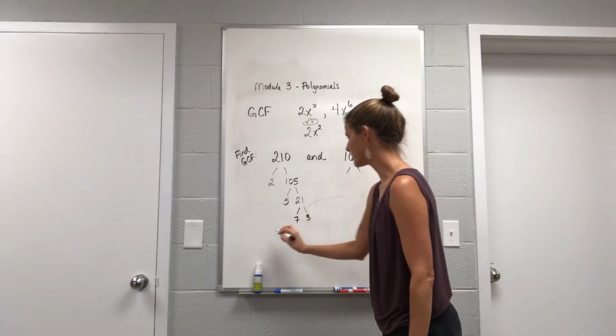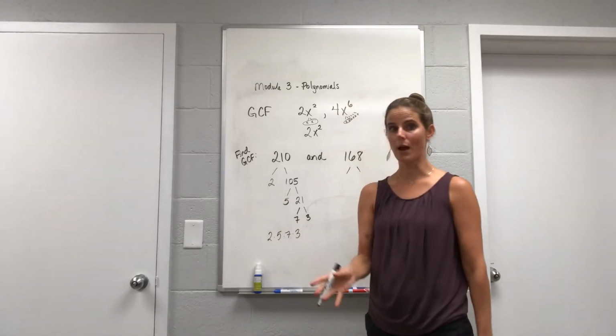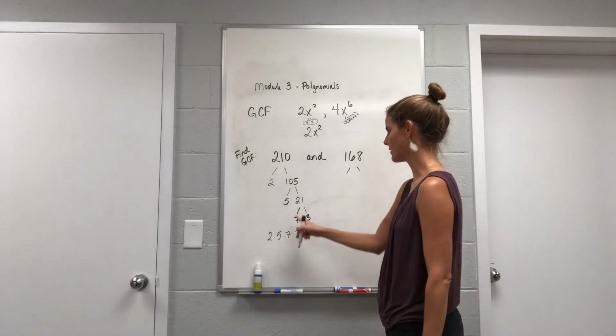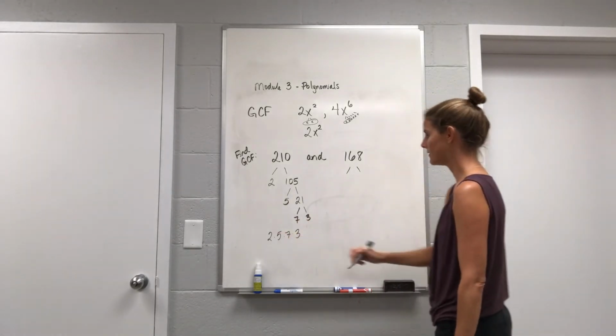All right, so this prime factorization is 2 times 5 times 7 times 3. That is called a prime factorization. If I had a 3 and a 3, then I could write 3 squared. But that is called the prime factorization for that.